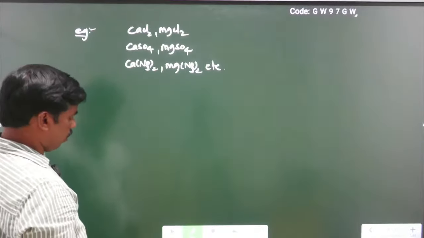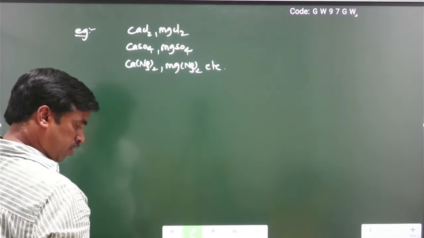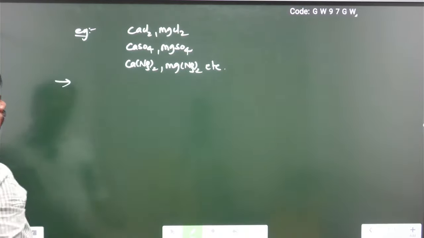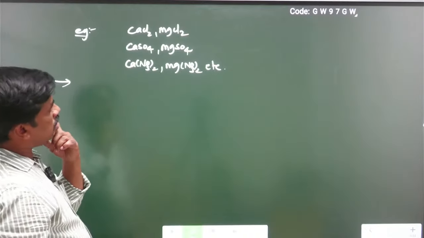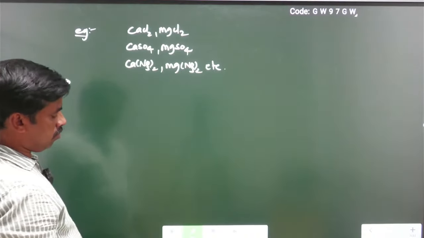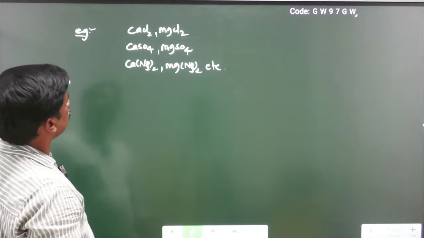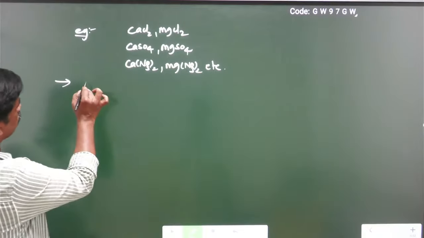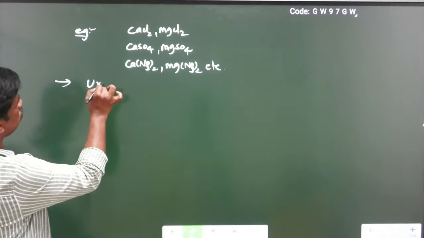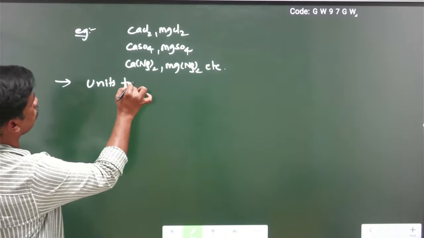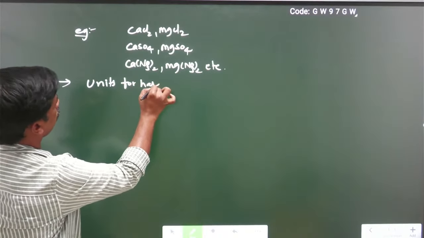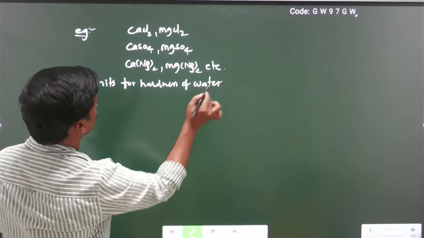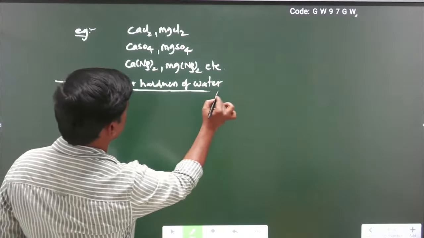Okay. Next we have continuation topics. After types of hardness of water we have continuation topics in diploma. Here what more? Units for hardness of water. What are the units for hardness of water?